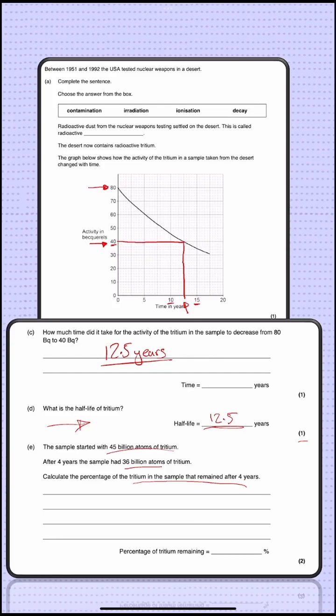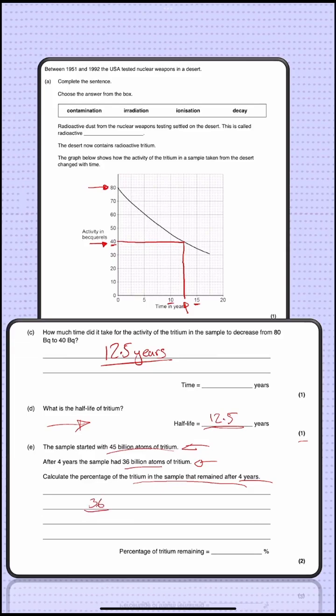So we've got the sample at the start. We've got how many atoms we have at the start. We have how many we have after four years. And we want to work out the percentage that remained after 4 years. Straightforward: 36 billion over 45 billion, and then times it by 100.